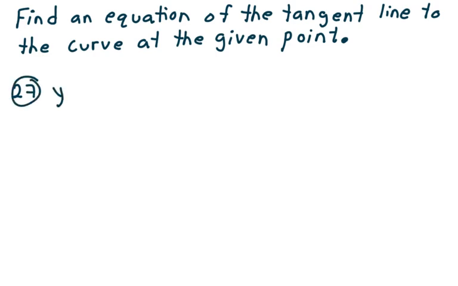Suppose the curve is y equals sine x plus cosine x. And the point is the ordered pair 0, 1. Now, first, we want to find y prime, because what we need is the slope of the tangent line at the point 0, 1. So we need the slope. We already have the point. Once we have the slope and we know the point, we can get the equation.